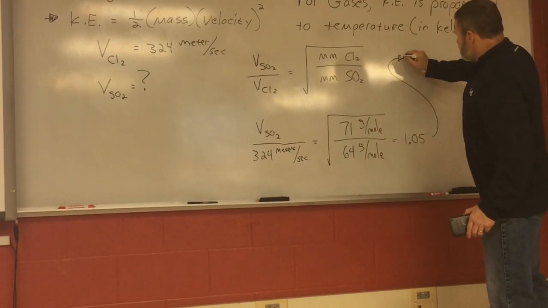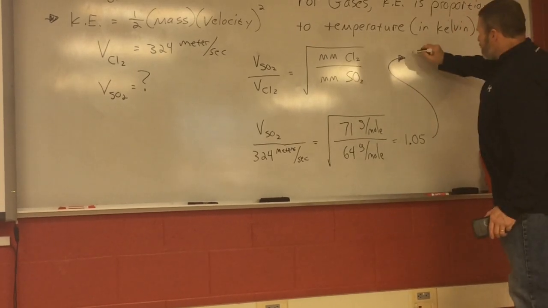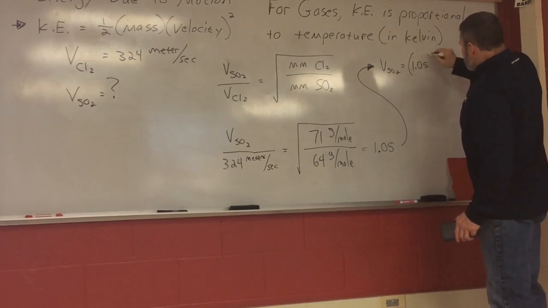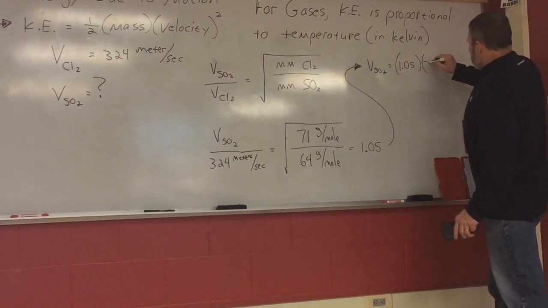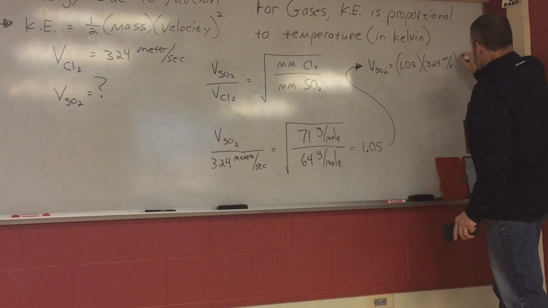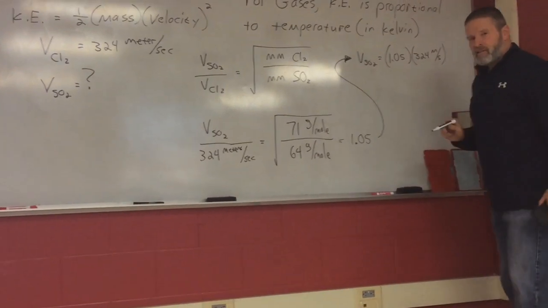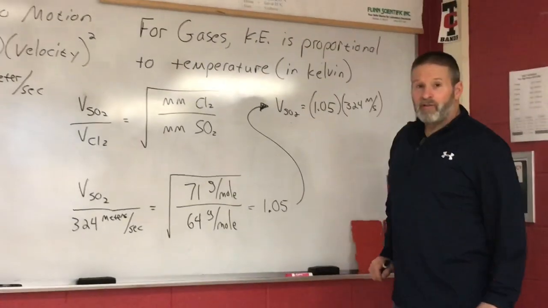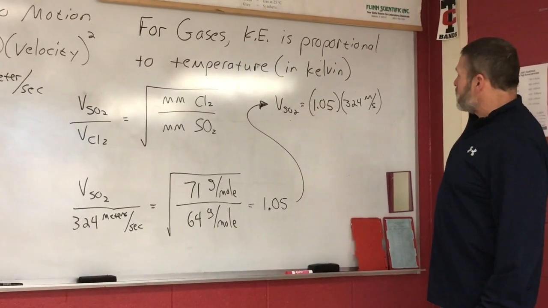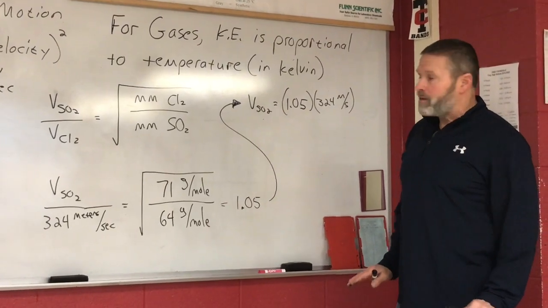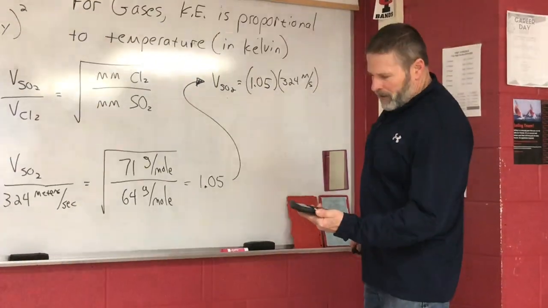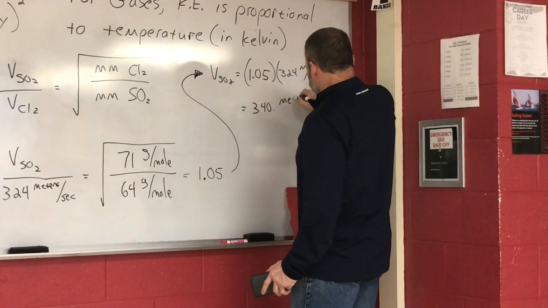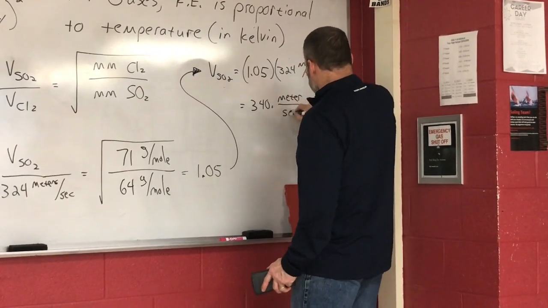I'll come back up here. That means the velocity of SO2 is 1.05 times bigger than the chlorine. It makes sense. The SO2 is a little bit lighter, so it's going a little bit faster. If we turn the equation around and solve for the velocity of SO2, we'll see that SO2's velocity will be a little bit bigger, which makes sense because it's a little bit lighter than chlorine. When I multiply those two values, I get about 340 meters per second.